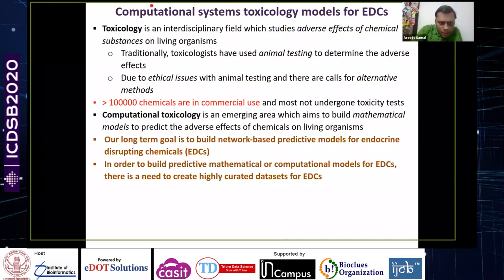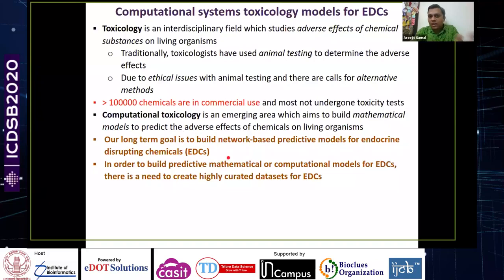Sorry for the disruption. Basically, computational toxicology aims to build mathematical models to predict the adverse effects of chemicals on living organisms. There are 100,000 chemicals, but the US EPA has only tested about 8,000 chemicals to date. So we need mathematical models to predict the adverse effects of various chemicals.